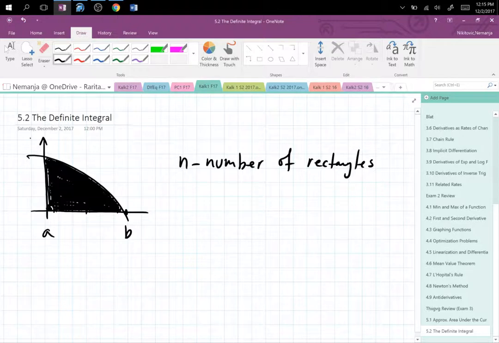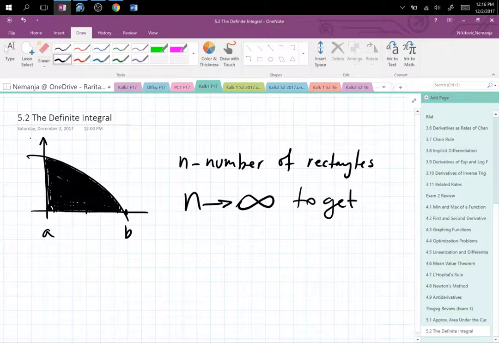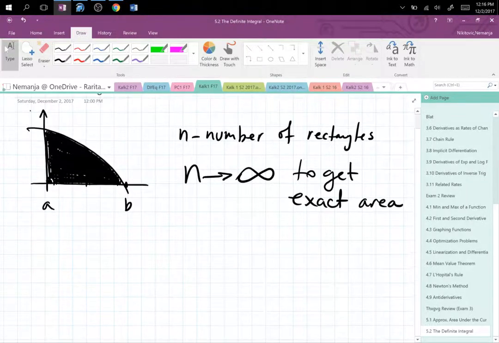But all of those are approximations. What I'm going to do is to get the exact area. So the 5.1 section was considering 4 or 5 or whatever number of rectangles, and this section is going to consider infinitely many, because that fills all of the space, no error, no gaps.